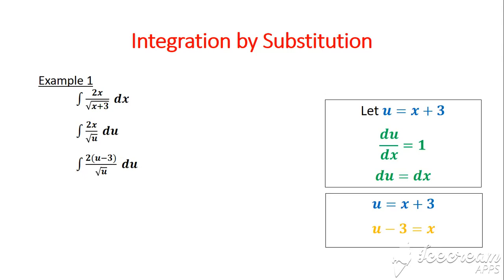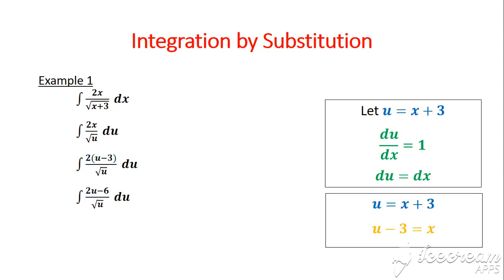Finally, we've got an expression that's got everything to do with u's. And we're going to integrate this function with respect to u now. Has it made it easier, and can we do it? And the answer is yes, we can. So let's work through the rest. First of all, let's expand out the brackets. 2 times u is 2u. 2 times minus 3 is minus 6.